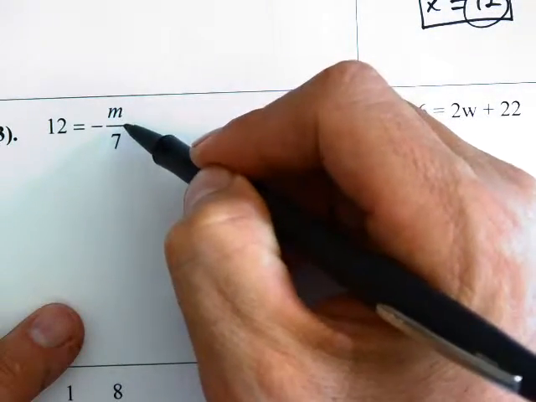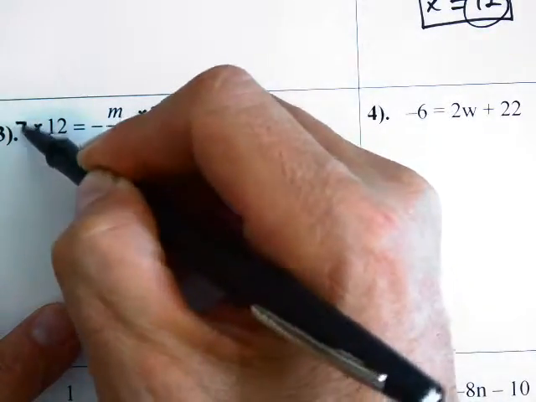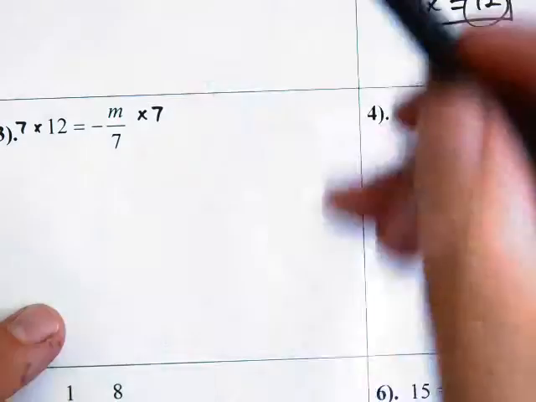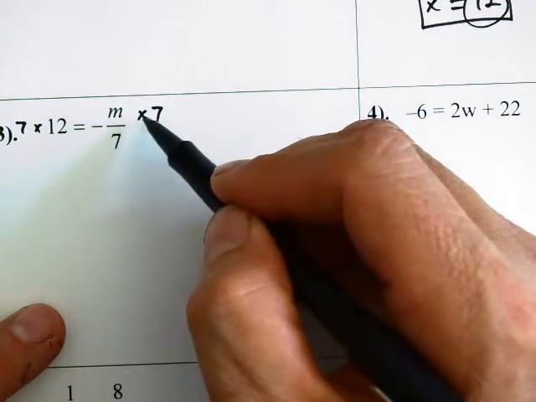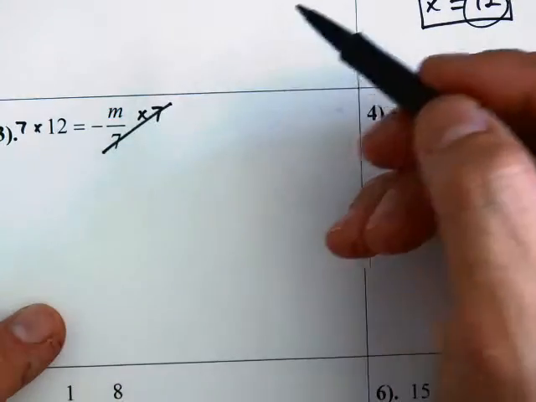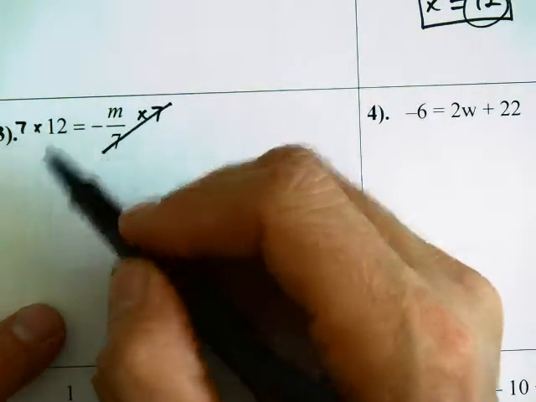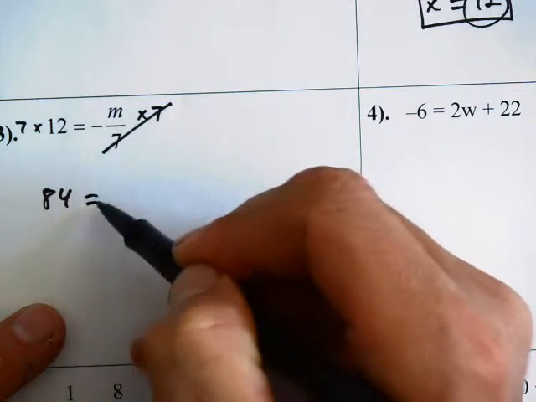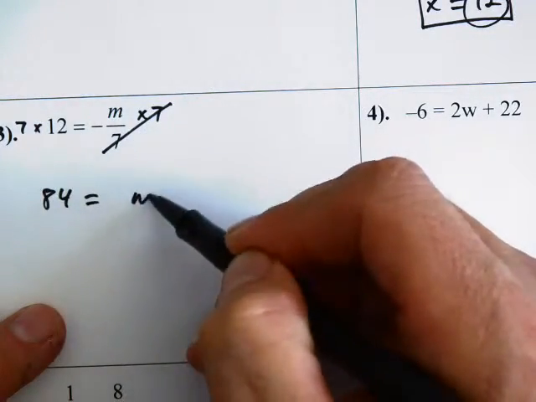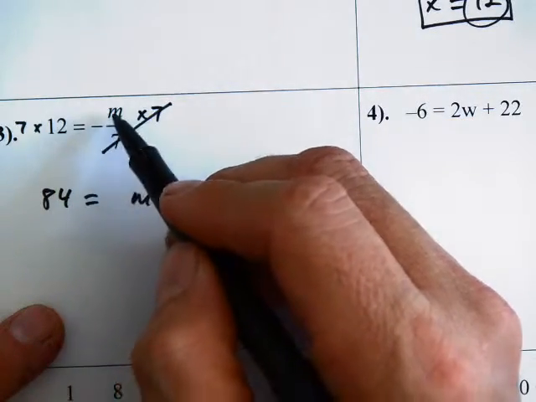Right, division. So the inverse of division is multiplication. So I need to multiply by 7 on both sides. Why would I do that? Because now multiplying by 7 and dividing by 7 cancel each other out, so to speak. They are inverse operations. 7 times 12 is 84, and that equals, now if I just write m here, oh what a shame, because it says negative m.